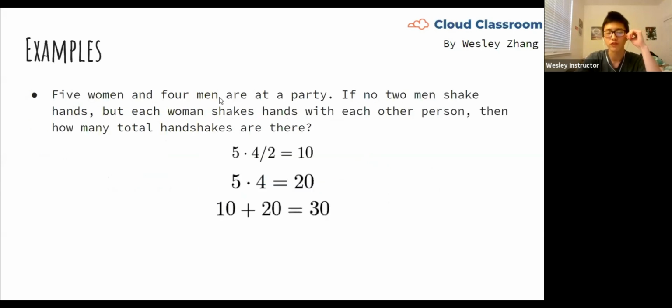All right, 5 women and 4 men are at a party. If no 2 men shake hands, but each woman shakes hands with each other person, then how many total handshakes are there?